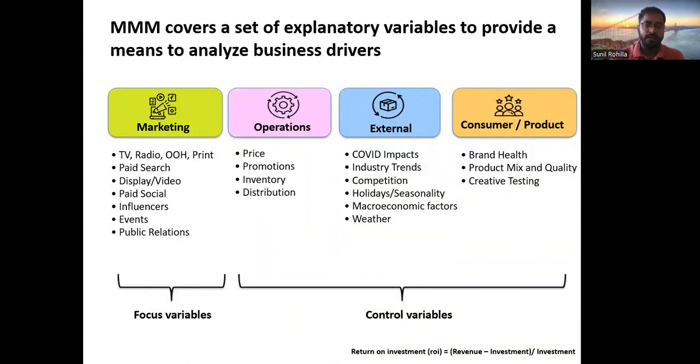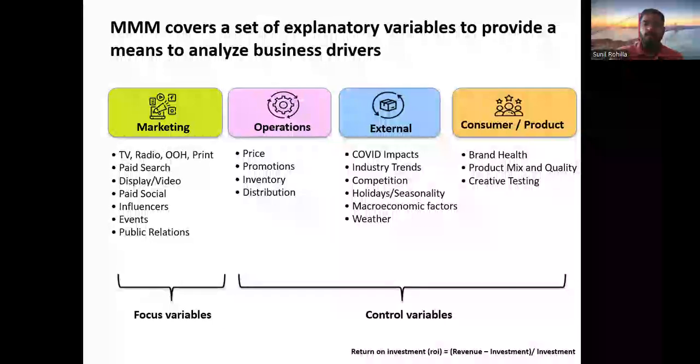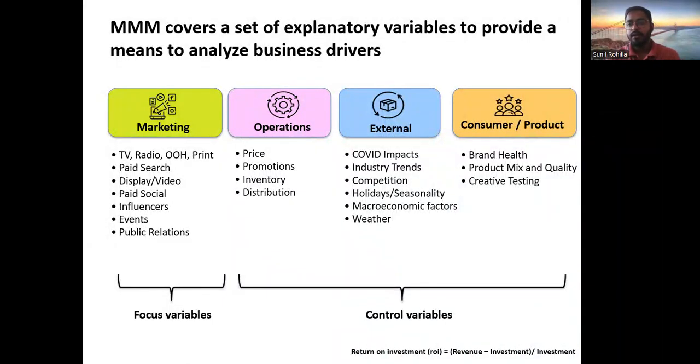So, apart from these variables, you can also see one arrow behind this, which says focus variables, and the other one is control variables. I'll come to that, but before that, let's jump on to another factor, which is operations.